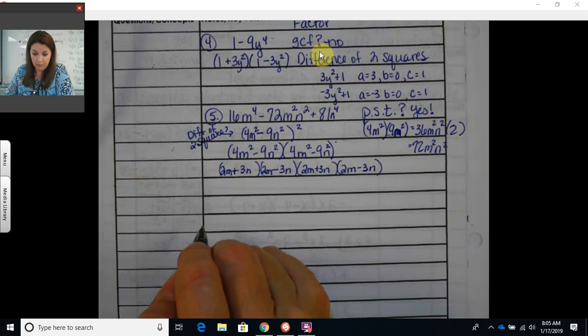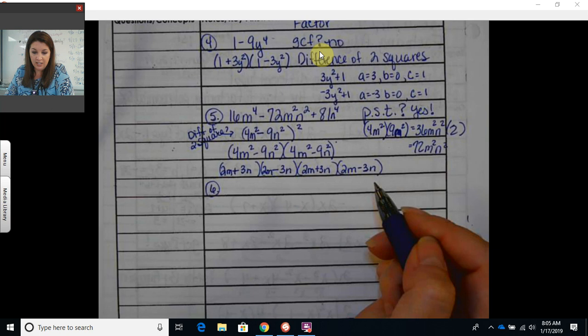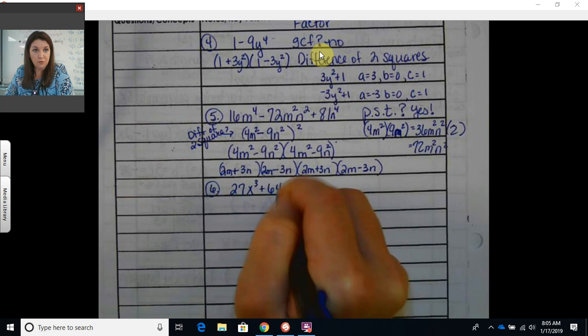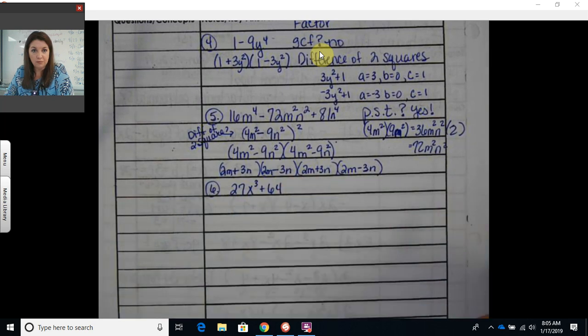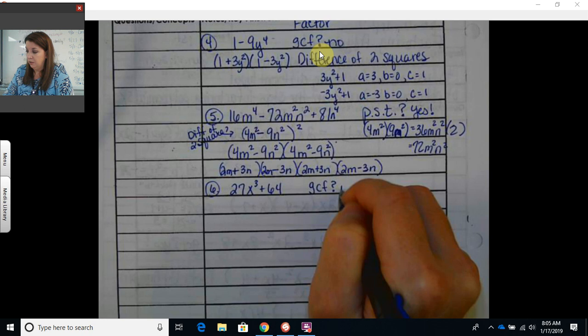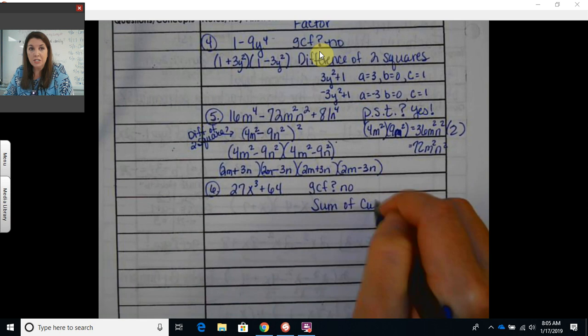Next example. 27x cubed plus 64. Sum of cubes, you're right. Does it have a GCF that I could take out first? No. But you are correct. It is a sum of cubes. Do y'all remember the identity, or do we need to write it in our notes?